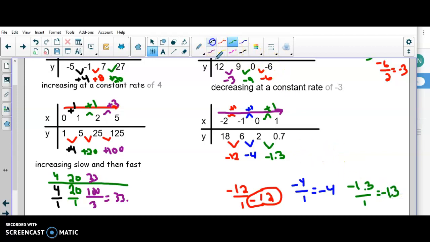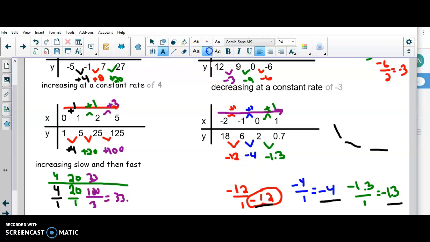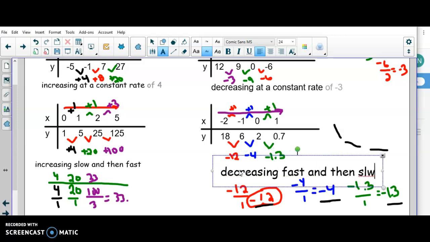So we notice that our pattern goes from negative 12 to negative 4 to negative 1.3. So we're decreasing, the pattern's going down, all right, and the rate is going fast and then slow. So you want to think negative 12 and then negative 4 and then barely moving at all, negative 1.3. So we describe this pattern as being decreasing, fast, and then slow. If I could spell slow correctly.